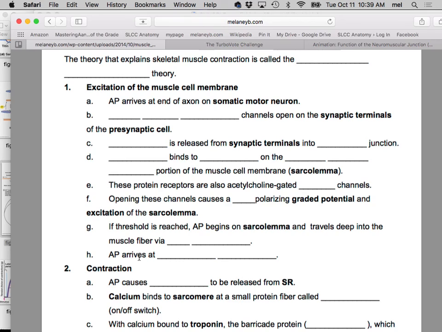H says, now the action potential arrives. The action potential arrives at what? You go from the T-tubules to stimulate the what? Sarcoplasmic reticulum. Good. Action potential arrives at the sarcoplasmic reticulum. Action potential causes what to be released from the SR? Calcium to be released from the SR.